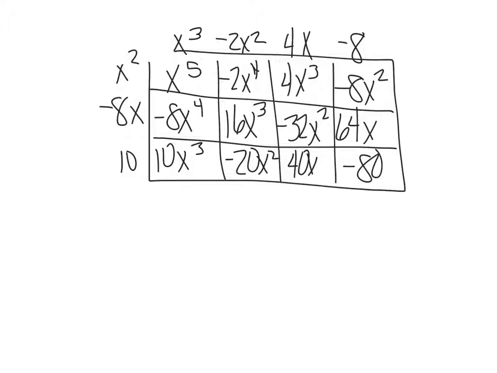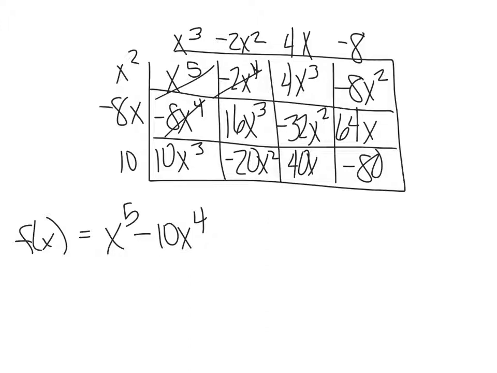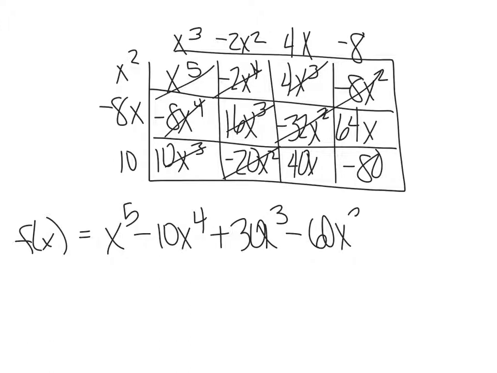Collect like terms. F of x equals, let's see, x to the fifth minus 10x to the fourth. See, I have a 10, a 16, and a 4. This is 20, 30 x cubed, negative 52, negative 60 x squared, and then 104, and then minus 80. Whew, that was long and correct. Nice work.